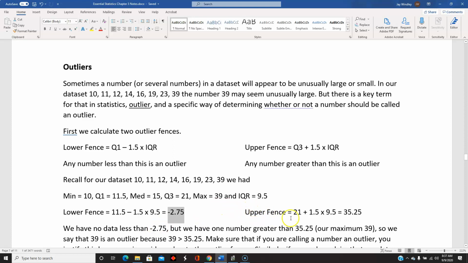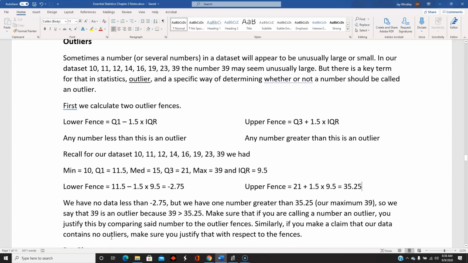For the upper outlier fence, we do quartile 3, which is 21, and then we add 1.5 times the IQR. That takes us up to 35.25. And we do have one number in our data set that's greater than 35.25. So we say that 39 is an outlier because 39 is greater than 35.25.